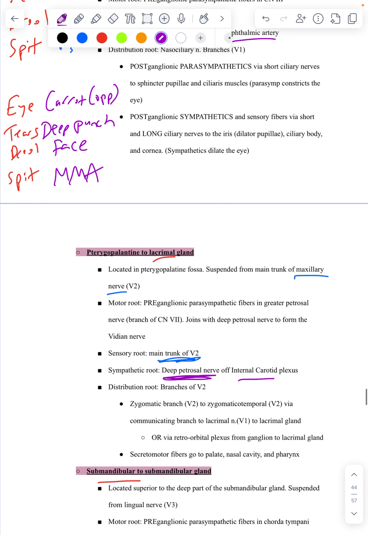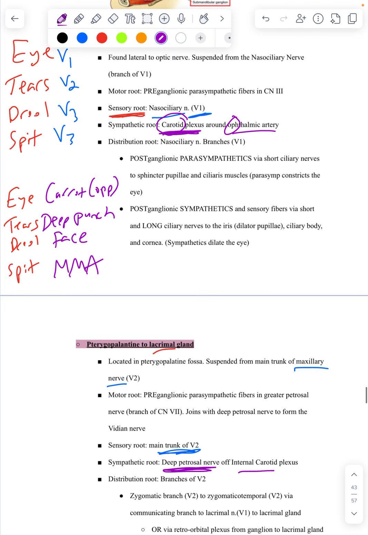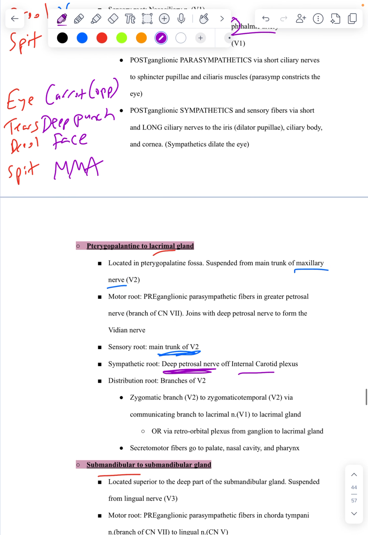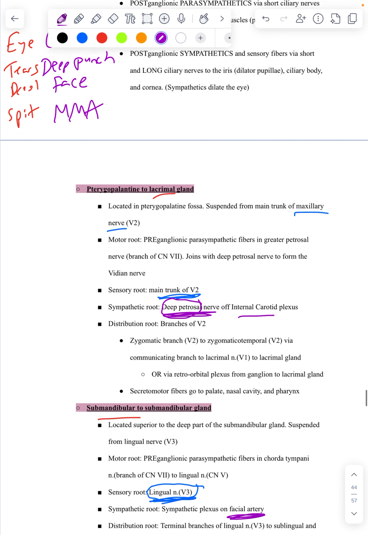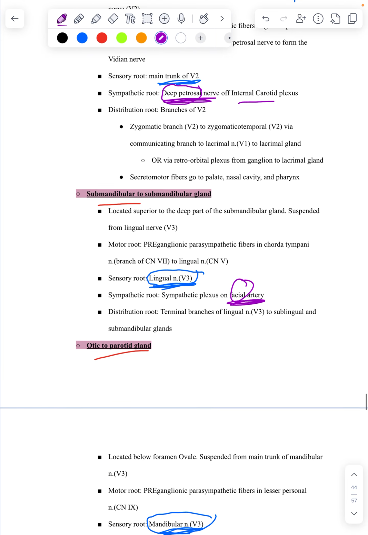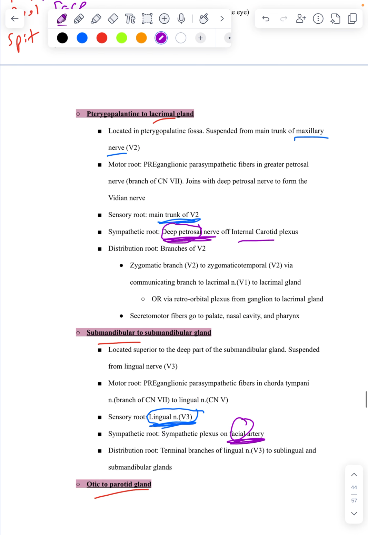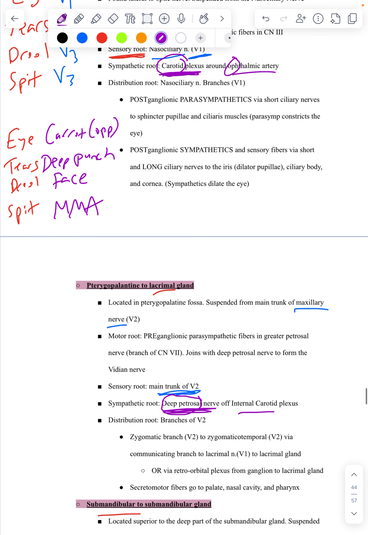So the I one is your carotid plexus, and carrot is your op because it's around the ophthalmic artery. She deeply punches you. Deep petrosal nerve. The third one, facial. The last one, MMA style, middle meningeal artery style. Hopefully this helps. If you just want to memorize them, you can memorize them, but this actually kind of helps you remember them. And then I have one more mnemonic.